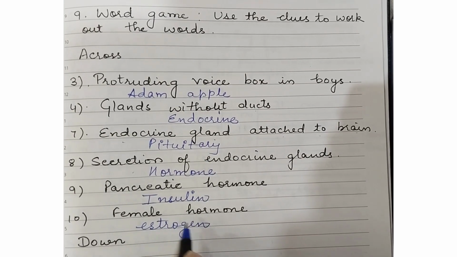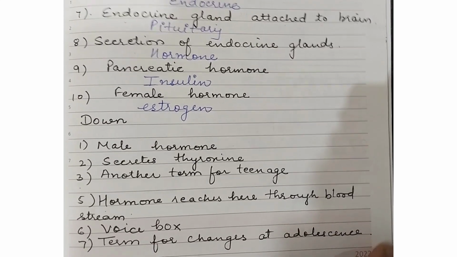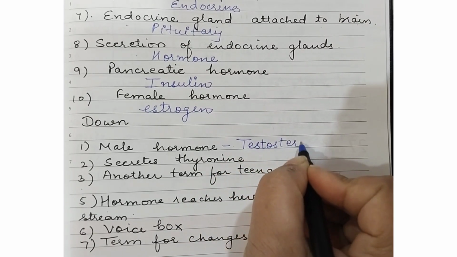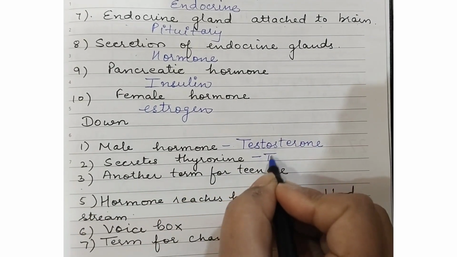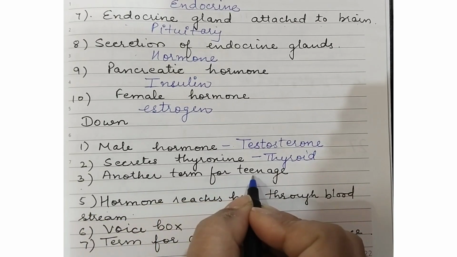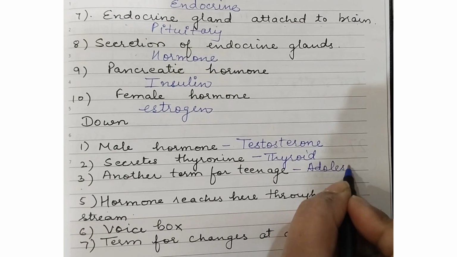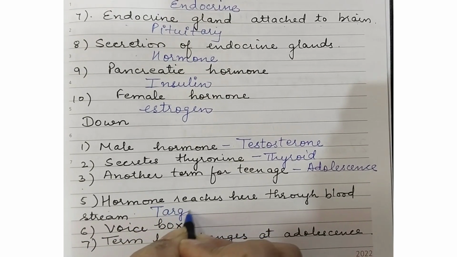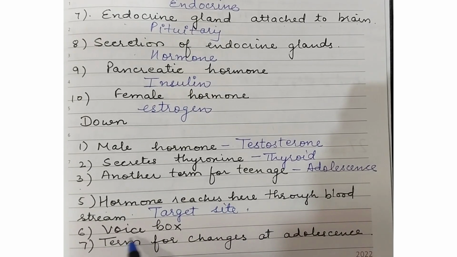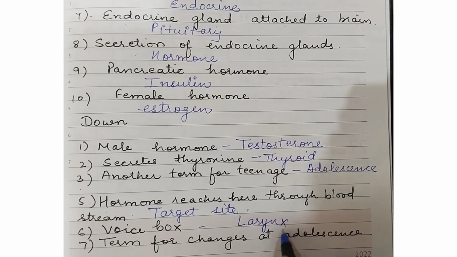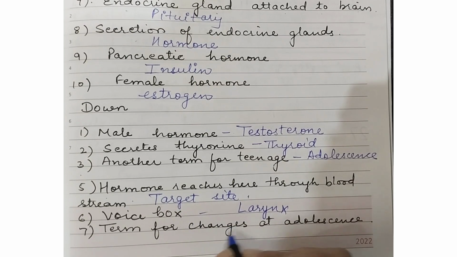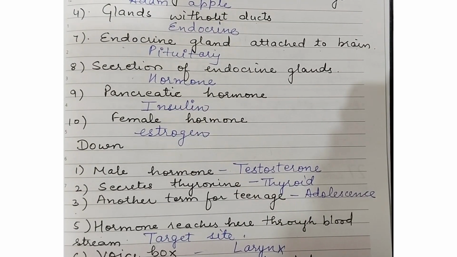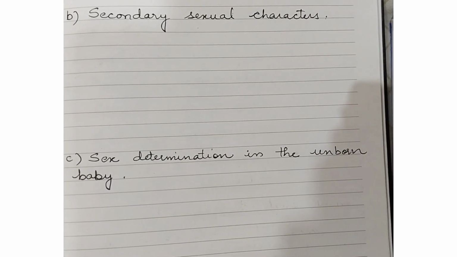You can get this question in your exams also. Now moving down, male hormone, testosterone, secreted by testis in males only. Secretes thyroxine, thyroid gland, present both in males and females. Another term for teenage, adolescence. Hormones reach here through the bloodstream, target site. Voice box is known as larynx. Term for changes at adolescence is known as puberty. Very important questions. After doing this question, we will do question number 8, part B.